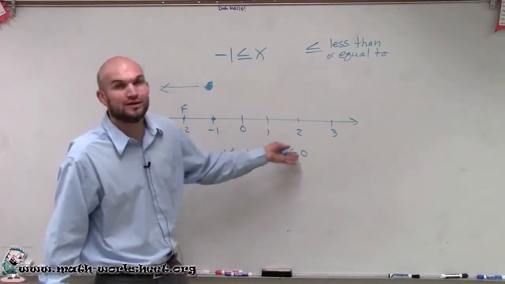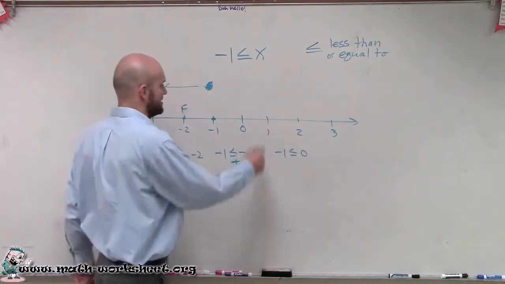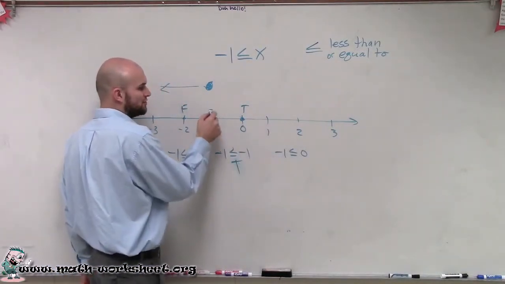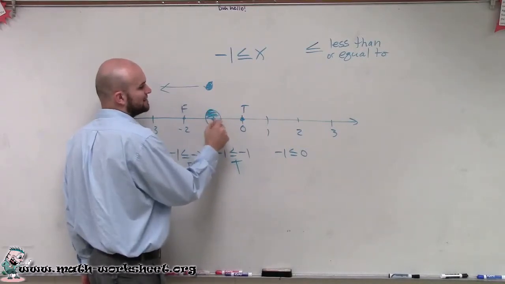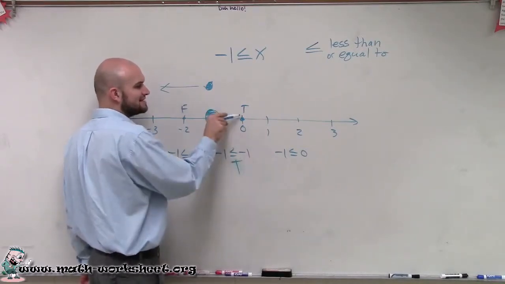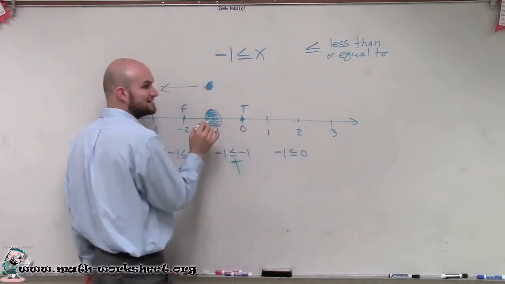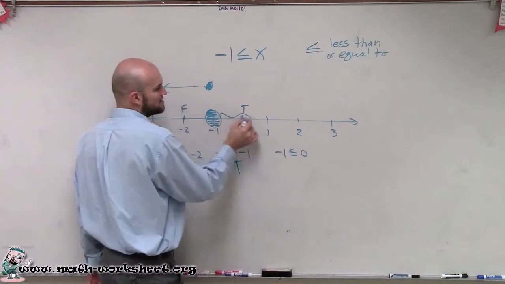Then, is -1 less than 0? Of course it is. So at 0, that's true. If my point is true, that's why we know we're going to have a shaded circle. And since it's true to the right, that means all the other values to the right of my circle are also going to be true.